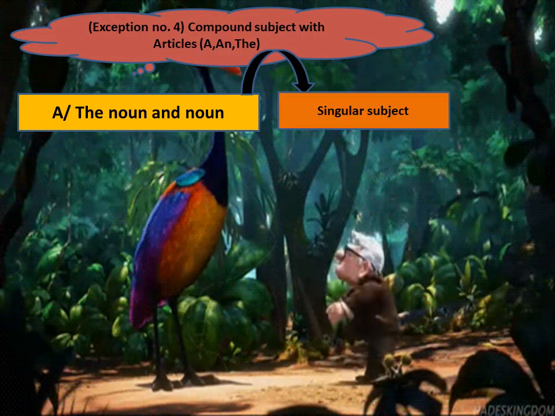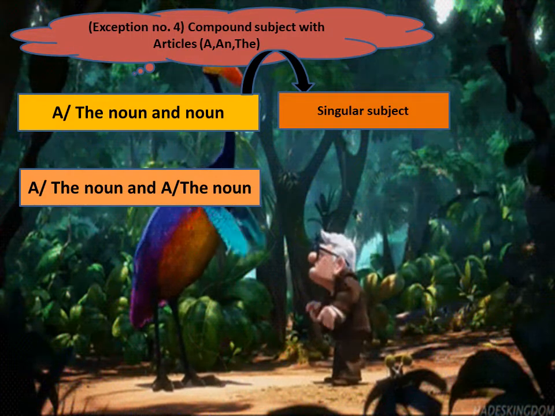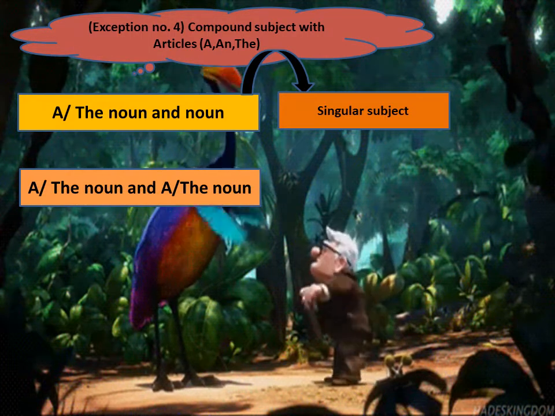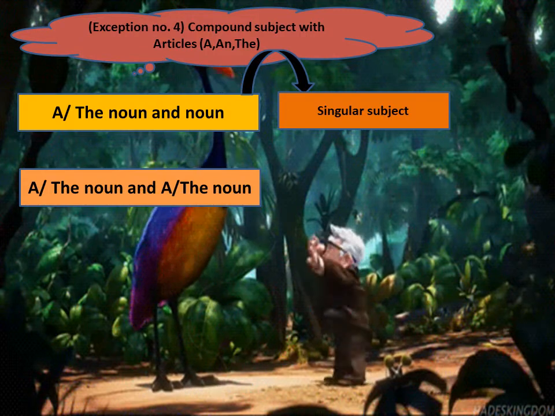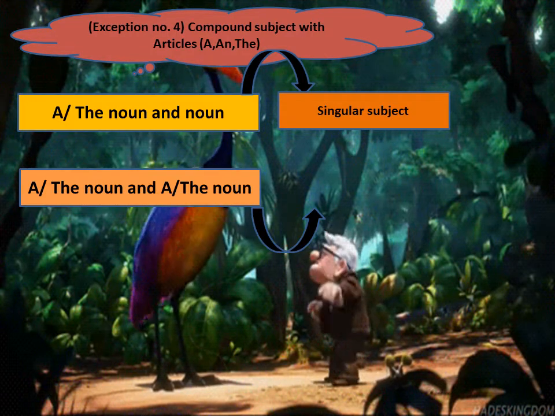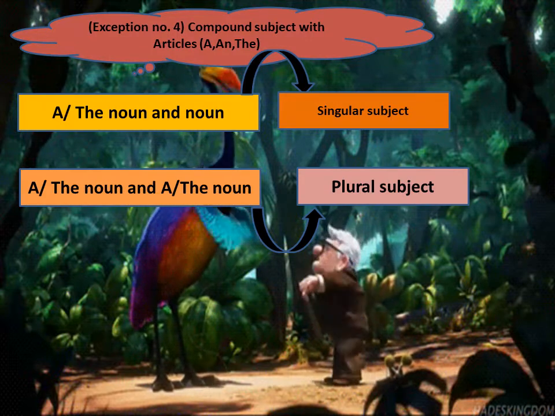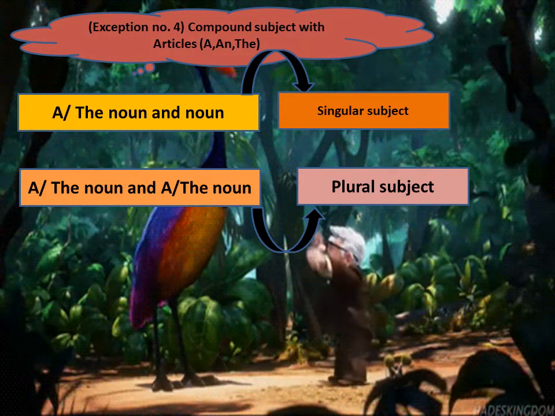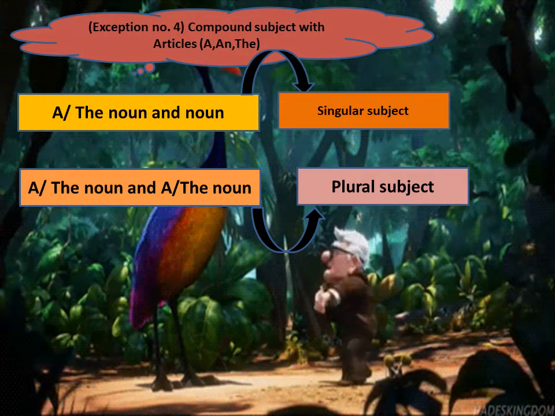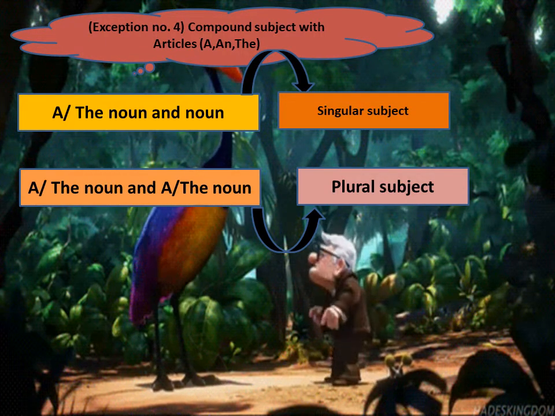Now let us see the next one, where the articles will be added to both the subjects. You can see a/the noun and a/the noun. That means both the subjects are having articles before them. And what kind of subject is it? It is a compound subject because it is joined by and, right? So when both the subjects have articles before them, it acts as a plural subject.